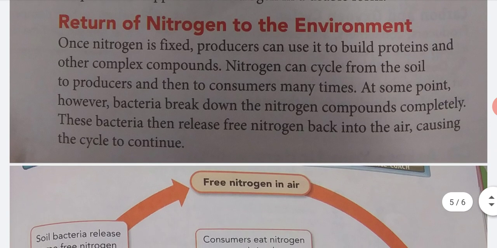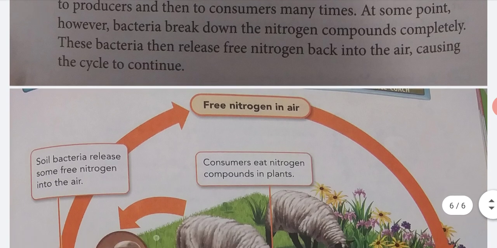Return of nitrogen to the environment. Once nitrogen is fixed, producers can use it to build proteins and other complex compounds. Nitrogen can cycle from the soil to producers and then to consumers many times. At some point, however, bacteria break down the nitrogen compounds completely. These bacteria then release free nitrogen back into the air, causing the cycle to continue.